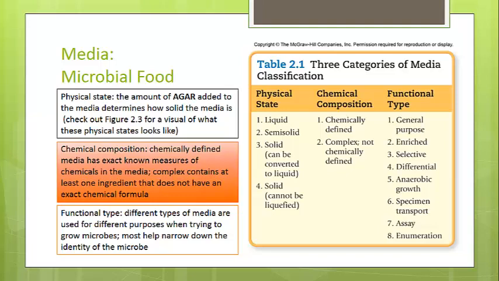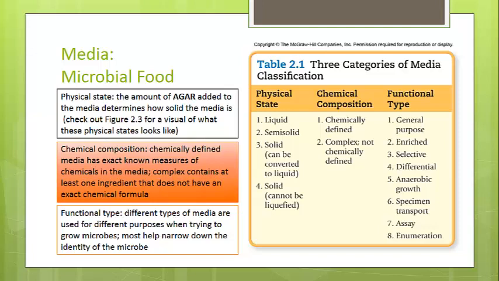In terms of chemical composition, we have two main groups. We have a chemically defined group, which has the exact known measures of chemicals in the media, and then we have complex media that is not chemically defined. So complex media contains at least one ingredient that does not have an exact chemical formula. For example, something like blood serum. That's going to vary from batch to batch, so it's not going to be an exact chemical formula. So a complex media is going to contain at least one ingredient that we can't say we know exactly every single item that's in it.